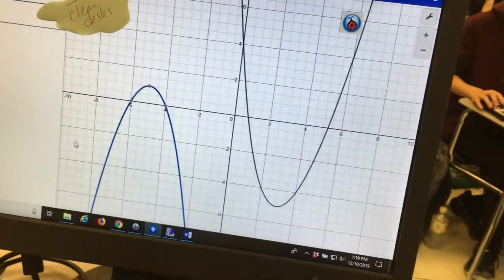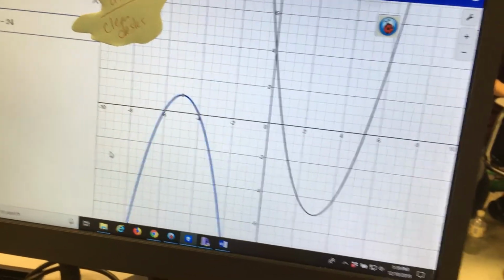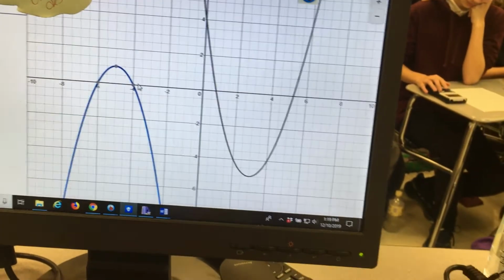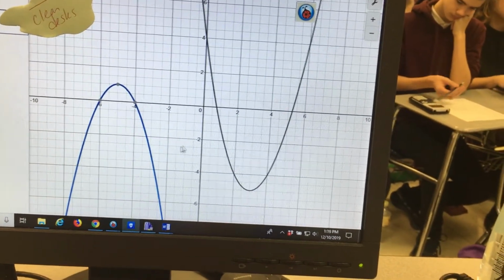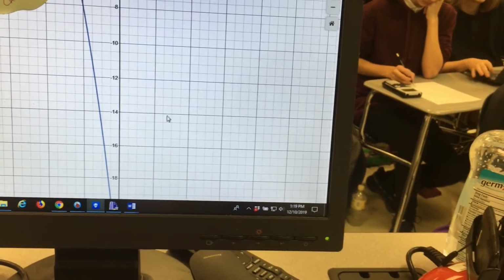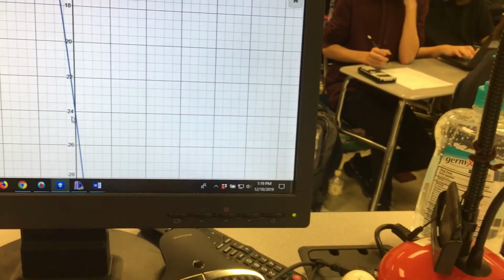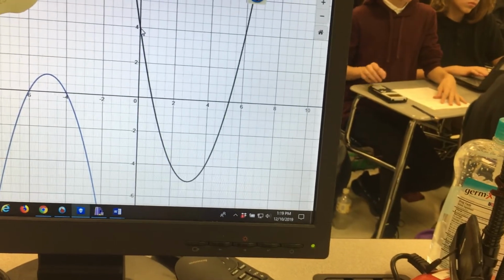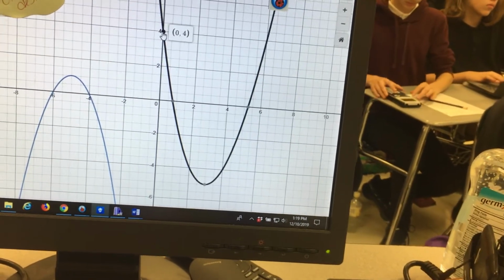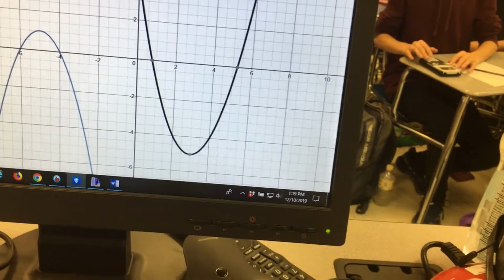Laurite, it says g of x has a larger y-intercept. G is the blue one. Does it have a larger y-intercept? So let's look. Let's see where it crosses the y. Where does it cross the y at? Okay, what about the black one? Where does it cross at? 4. So is it right or wrong? Wrong. So B is wrong.